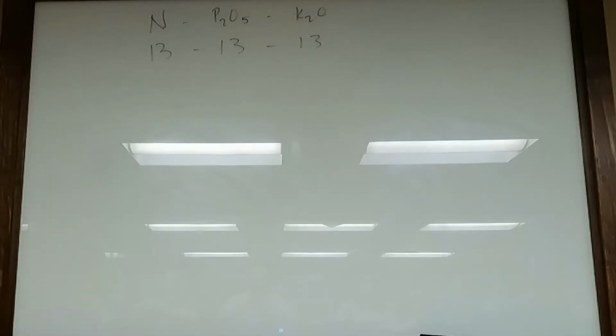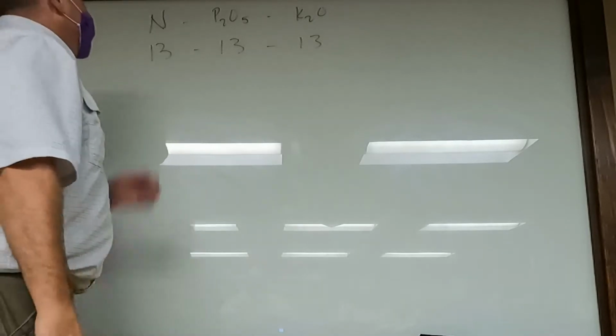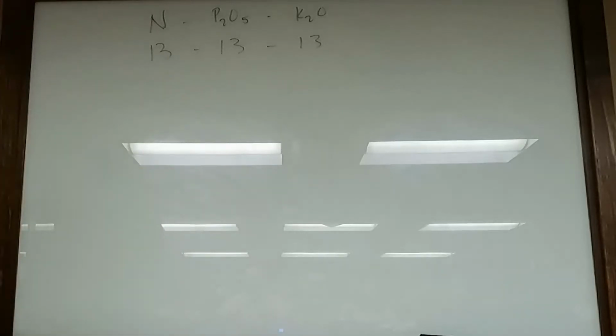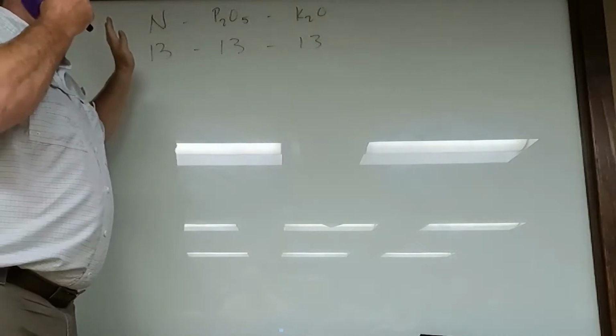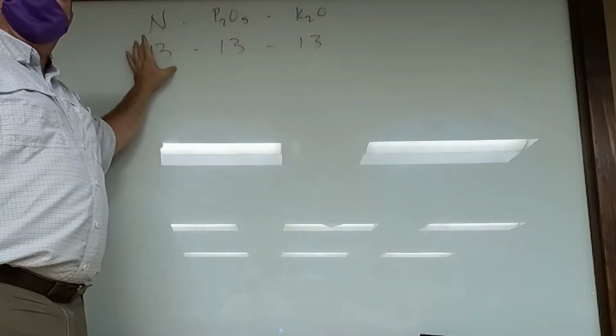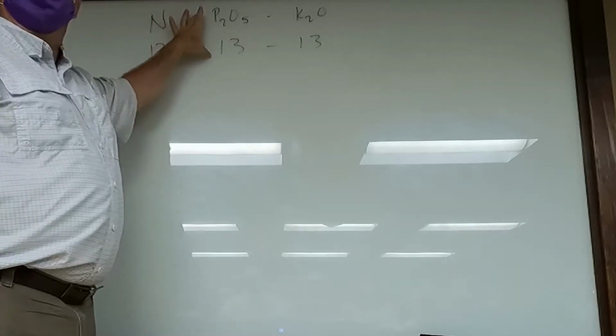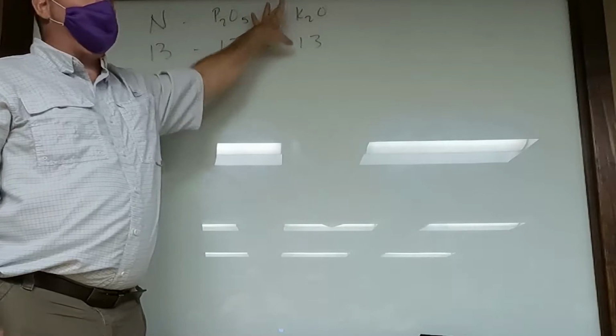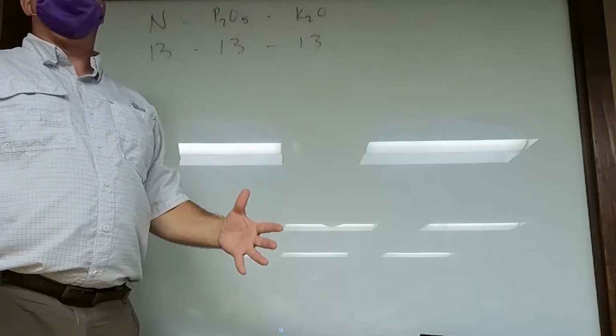Most of us are familiar with 13-13-13, or 19-19-19, some sort of fertilizer. In every bag, you'll see a guaranteed analysis. That guaranteed analysis means that if this were a 100-pound bag, there would be 13 pounds of nitrogen in it. This is a percentage. There are 13 pounds of P2O5, and there are 13 pounds of K2O in a 100-pound bag.